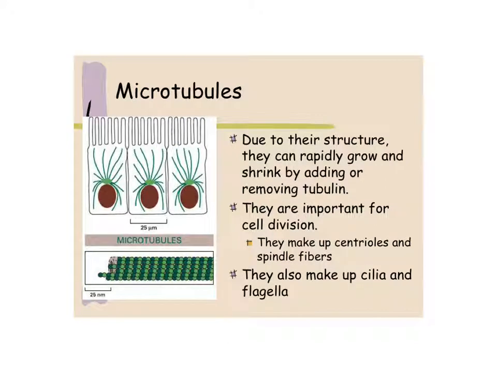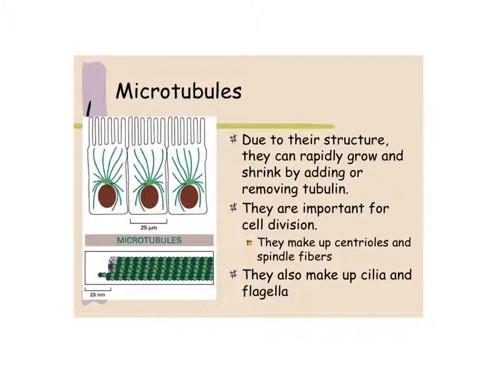Now, microtubules, due to their structure, can rapidly grow and shrink by adding or removing tubulin. So you can see the little globular proteins can be added on one end to lengthen it, or taken away on that end to shorten it.